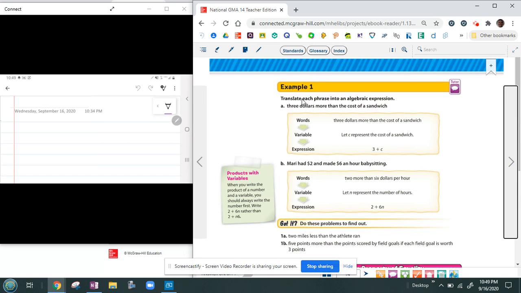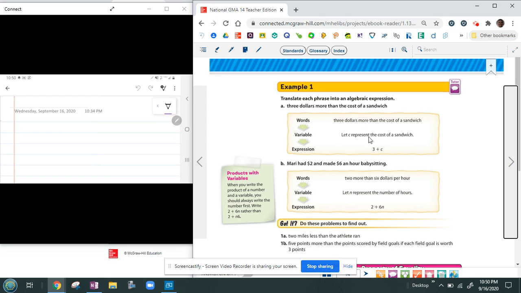All right, so you can see the examples of how they did it. Example 1, $3 more than the cost of a sandwich. So what is the unknown here? So here's the words: $3 more than the cost of a sandwich. A sandwich, we don't know how much that costs. So we're going to let C represent the cost of a sandwich. And then we have an expression 3 plus C.